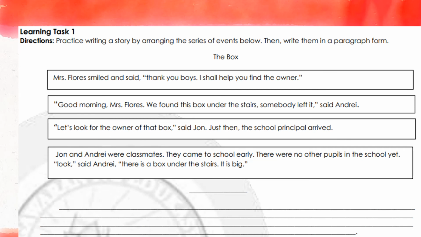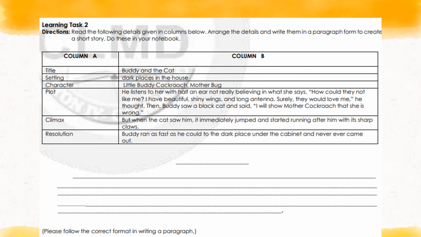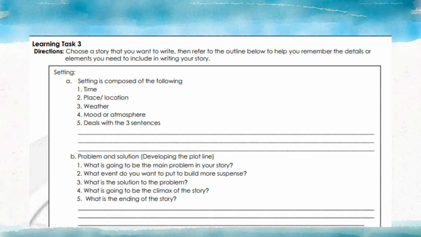Learning task number 1. Practice writing a story by arranging the series of events below. Then, write them in paragraph form. Learning task number 2. Read the following details given in columns below. Arrange the details and write them in paragraph form to create a short story. Learning task number 3. Choose a story that you want to write, then refer to the outline below to help you remember the details or elements you need to include in writing your story.